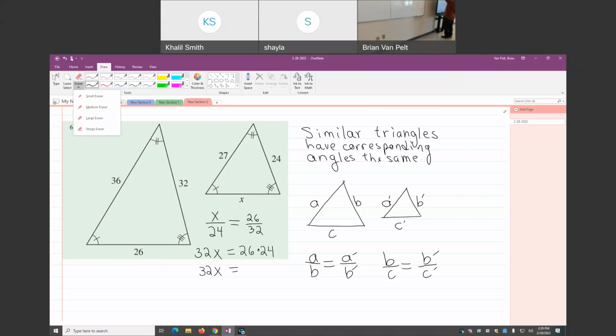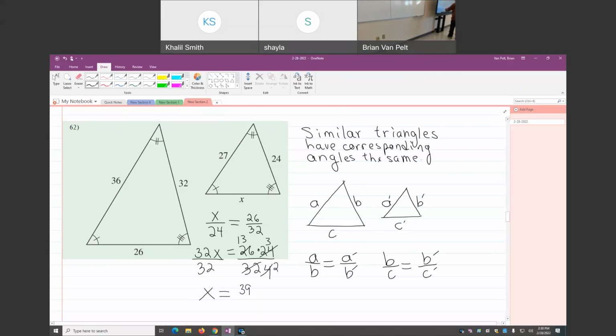Watch this. I know you're like, I'm going to do something ridiculous you've never seen before. Check this out. I'm going to divide by 32 now. But over here, check this out. 8 goes into both of those, doesn't it? 8 goes into that 3 times, and 8 goes into that 4 times. I can even do more. Like 4 goes into 26, 13 times 3 is 39, over 2. So then x is 39 over 2.